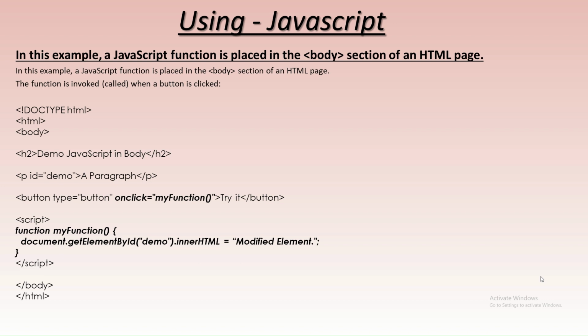Within the script, we have a method named myFunction. Within that, we are calling document.getElementById named demo dot innerHTML, and we try to print "Modified element".